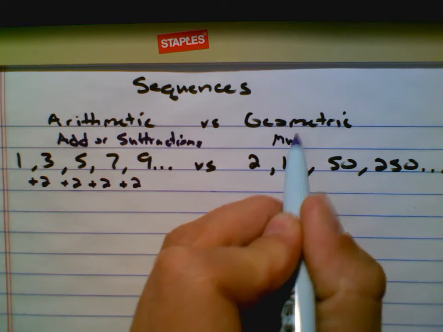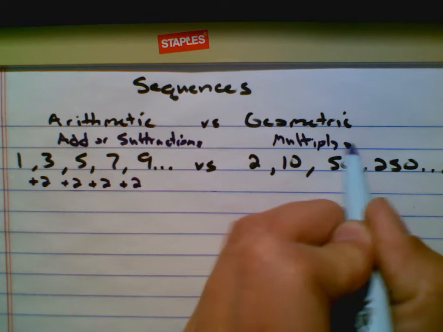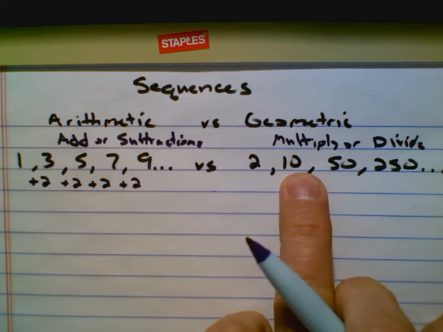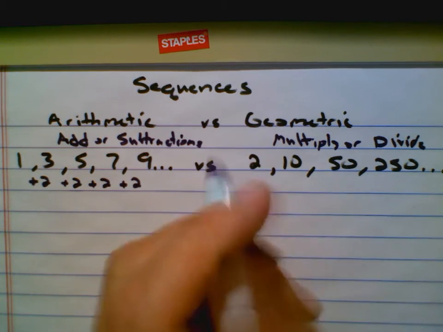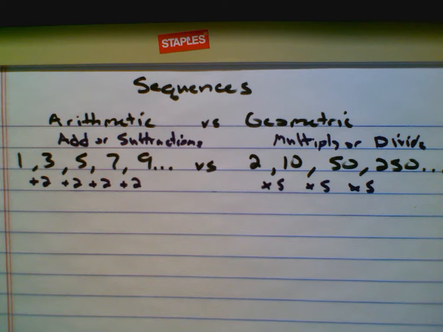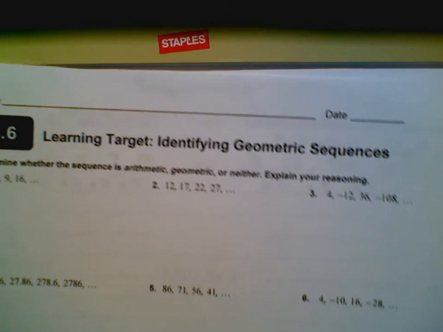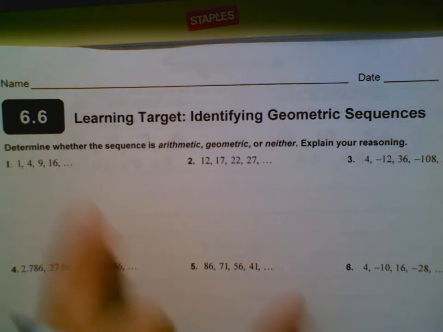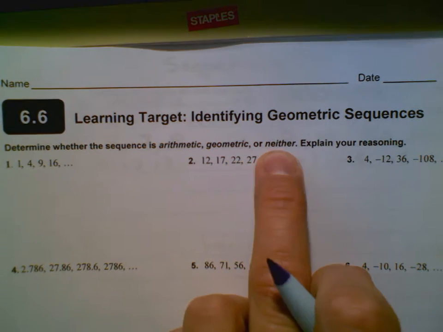Okay, this is going to multiply or divide by a number. So when I look, it goes 2, 10, 50, 250. You'll notice it's timesing by 5 every single time. Okay, so keeping this idea in mind, we're going to look at some examples. So this says determine whether the sequence is arithmetic, geometric, or neither.